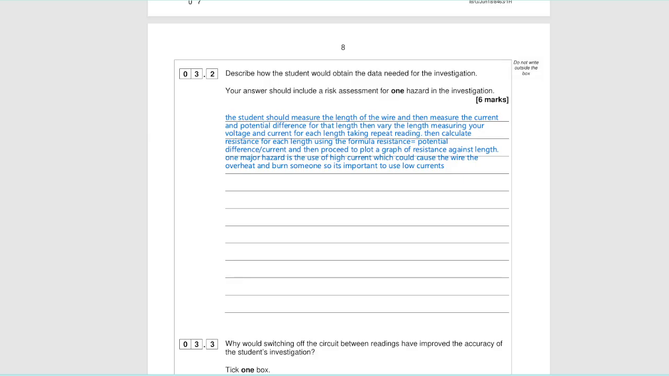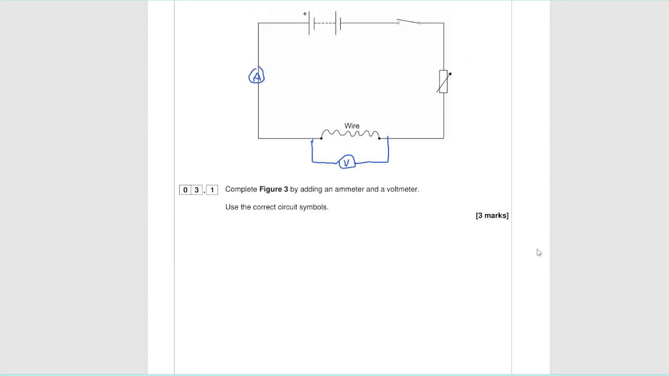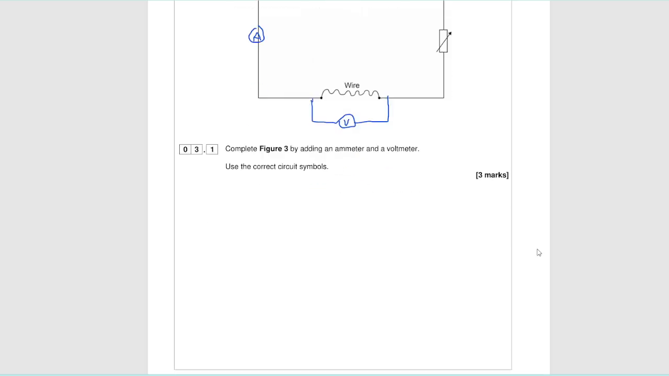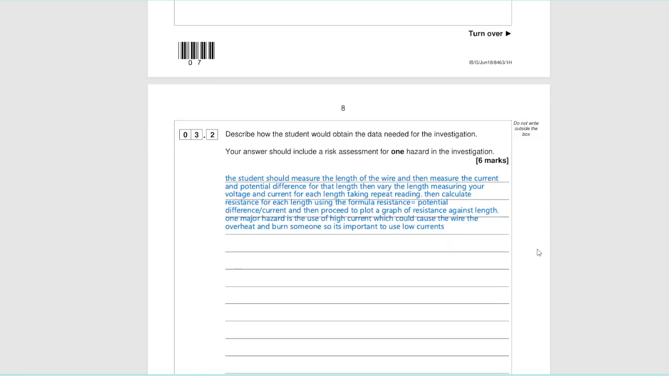Okay, now moving on to question 3.2. Describe how the student would obtain the data needed for the investigation. And the investigation is the one the last question was on, where they wanted to work out the resistance of a nichrome wire. What they need to do is measure the length of the wire and then measure the current and potential difference for that length using the circuit setup I showed above. Then they need to vary the length, measuring the voltage and current for each length, taking repeat readings. Then you calculate the resistance for each length using the formula resistance equals potential difference over current. And then you proceed to plot a graph of resistance against length.